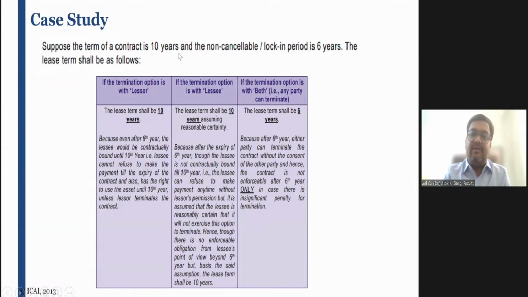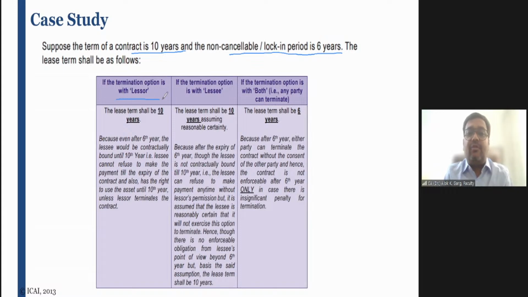So let's further discuss with the help of this example. Suppose the term of the contract is 10 years and the non-cancelable or lock-in period is 6 years. Means the last 4 years is the termination period.